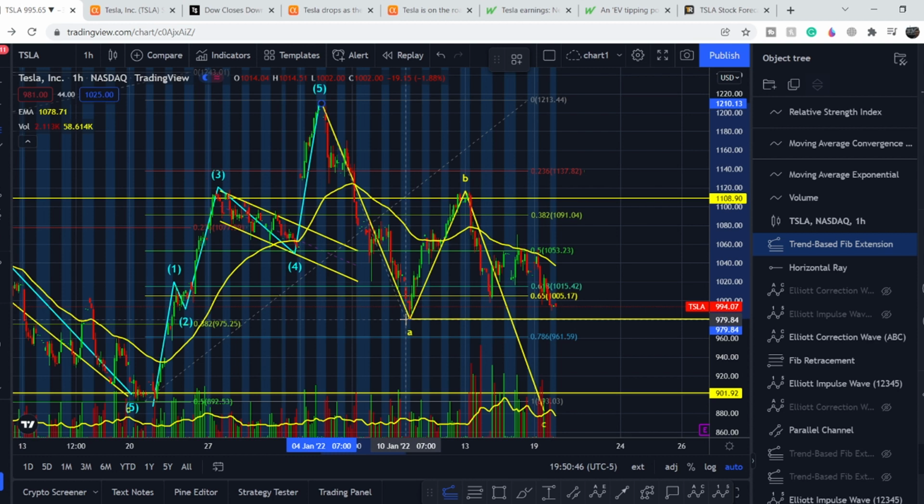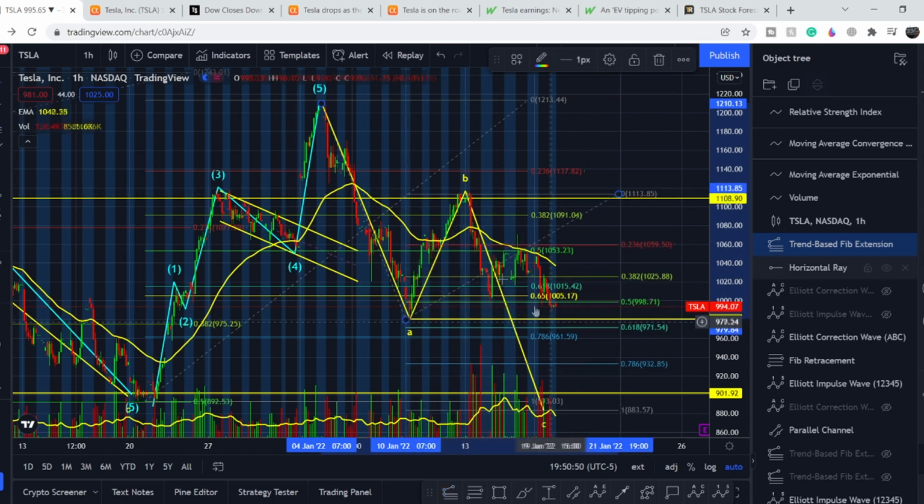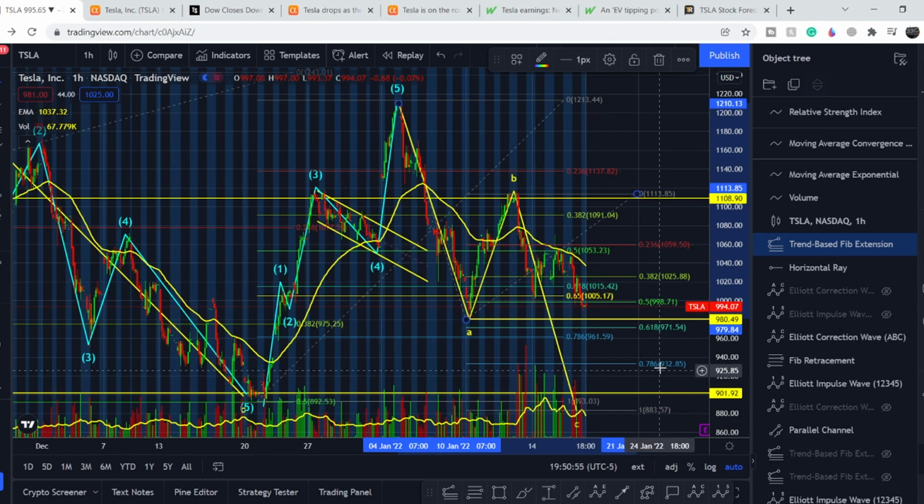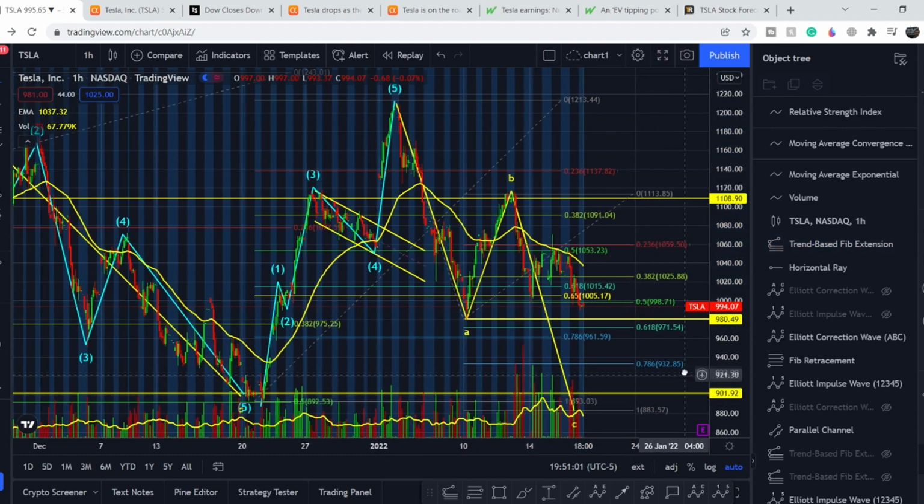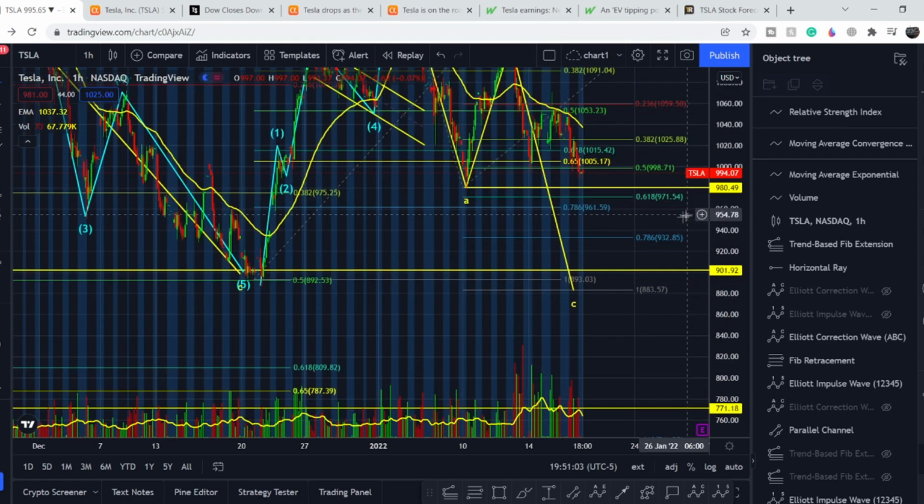Let me show you that if I pull the Fibonacci extension tool from the top of this wave to the bottom of the A wave and to the top of the B wave, in order to project the length of the C wave compared to its A wave, we have the following levels. $932 at the 0.786 Fibonacci extension level, and the one-to-one extension, the most probable range where we might have the bottom of the C wave, is $883.